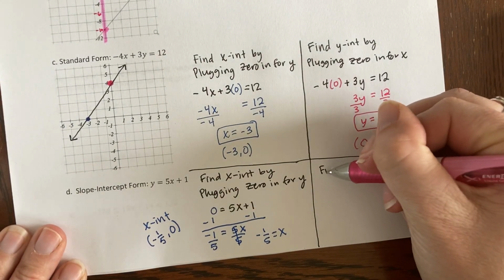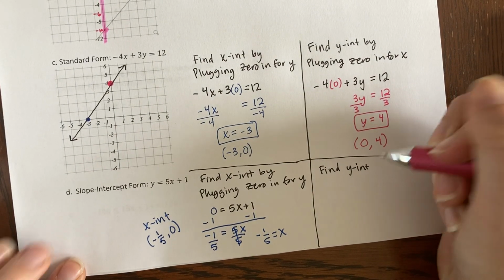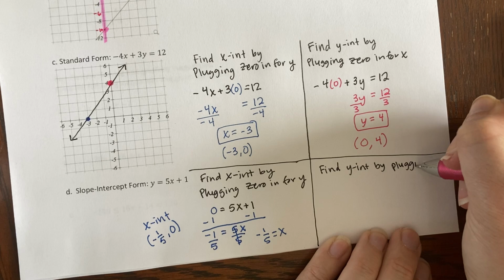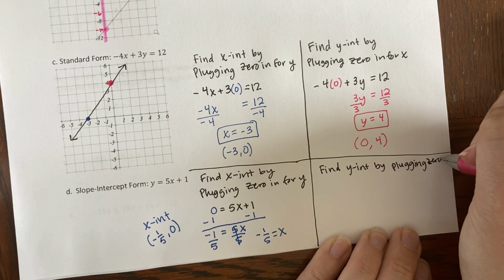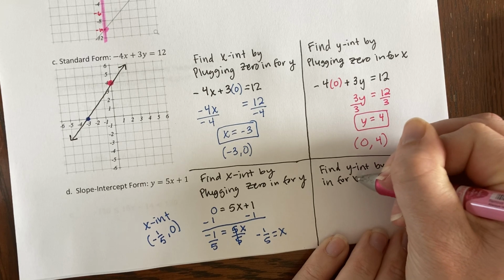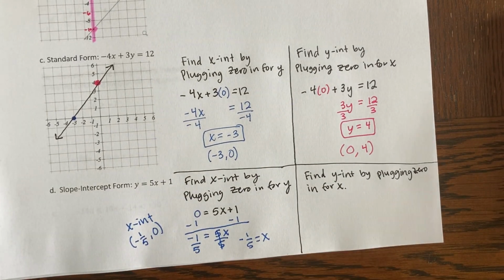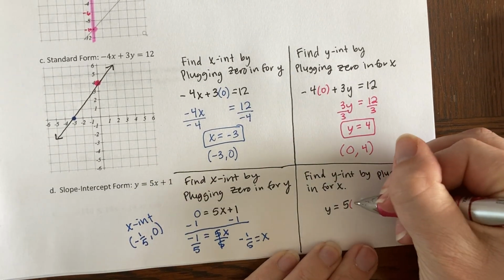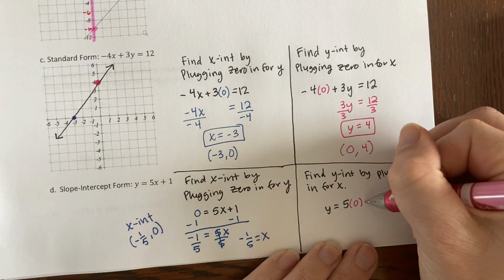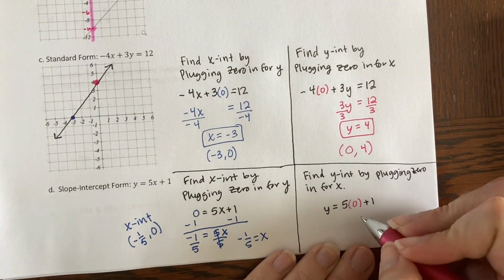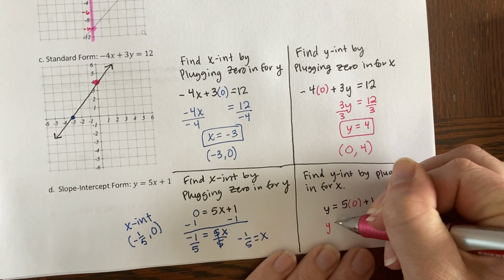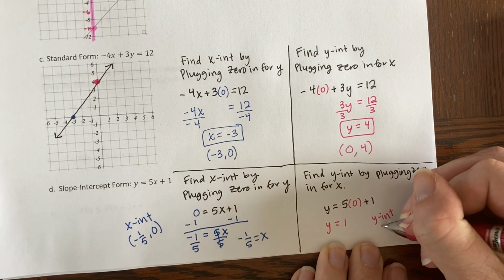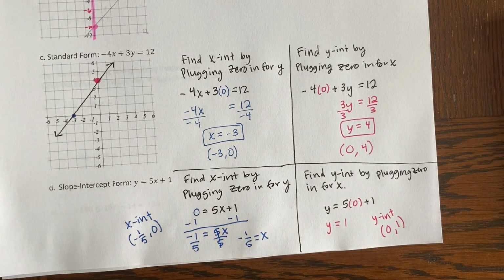To find the y-intercept, I'm going to plug 0 in for x. That would give me y equals 5 times x plus 1. Plug a 0 in for x. When I plug a 0 in, the 5x goes away, which means y is equal to 1. I would write that as 0, 1 for my y-intercept as a point.